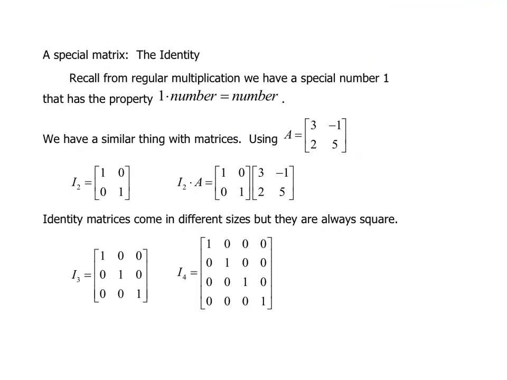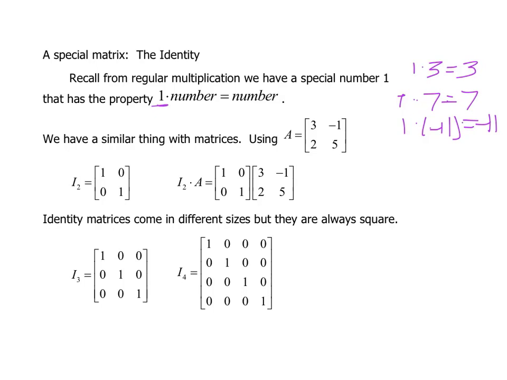Let's look at a special matrix. This matrix is called the identity, and we have this in regular multiplication. The number 1 is a special number because if we take 1 times any other number, we get that other number. 1 times 3 is 3, 1 times 7 is 7, 1 times negative 11 is negative 11. So 1 times anything just gives you that same thing back.